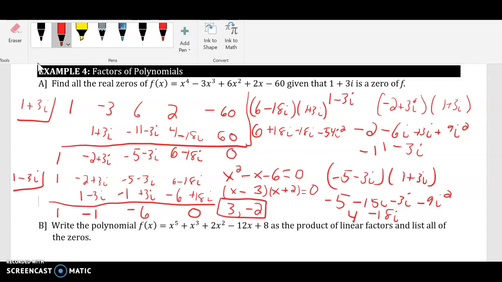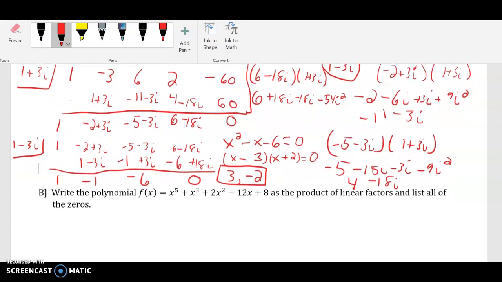And also 1 minus 3i, 1 plus 3i. So those are your 4 zeros. All right, so those are your problems, or your solutions, I should say.